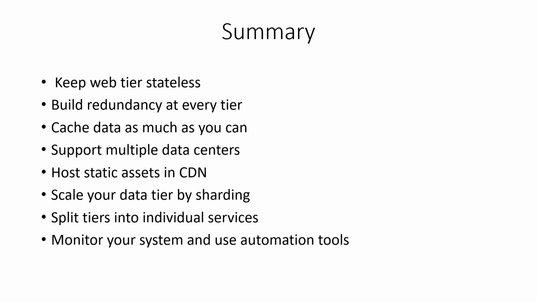To conclude this presentation, we provide a summary of how we scale our system to support millions of users. Keep the web tier stateless, build redundancy at every tier, cache data as much as you can, support multiple data centers, host static assets in CDN, scale your data tier by sharding, split tiers into individual services, monitor your system, and use automation tools. Here are references to sources of information used in this presentation.